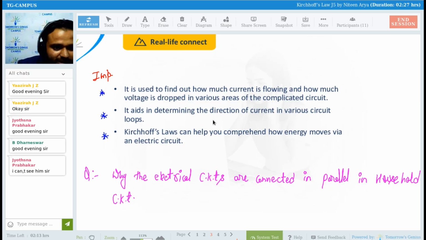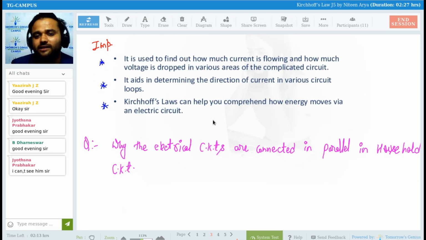In series, current remains the same. In parallel, voltage remains the same. Okay, that is the answer. See, two or three answers are correct. The main basic answer is that in our house there is 220 volt, and if we connect in series, the voltage is going to be divided.